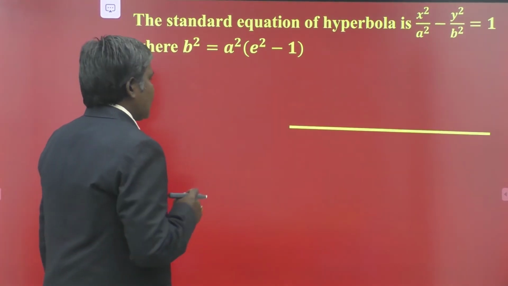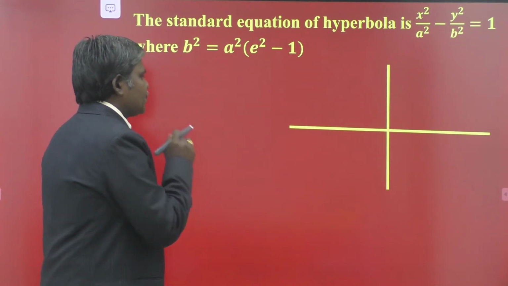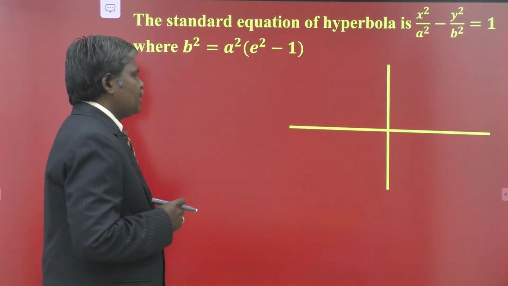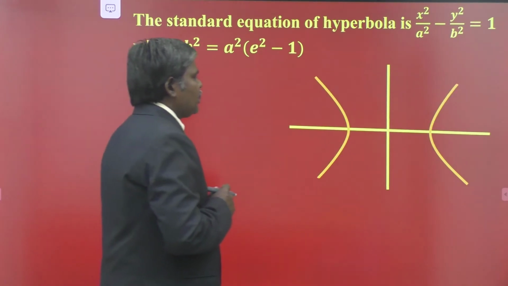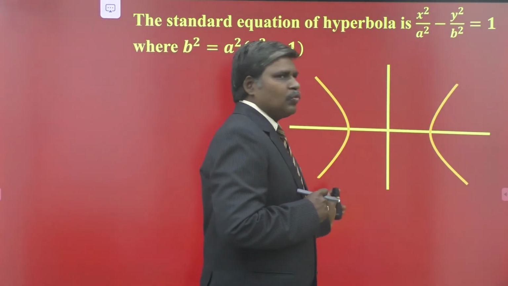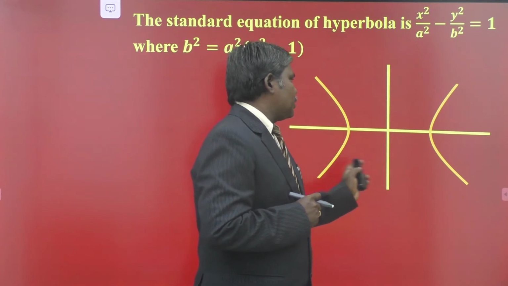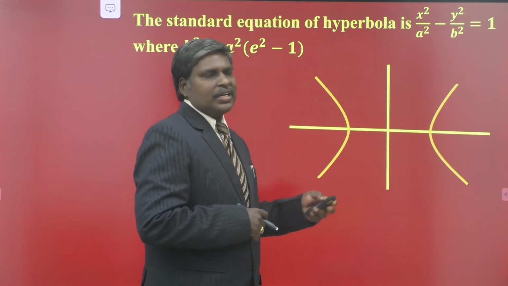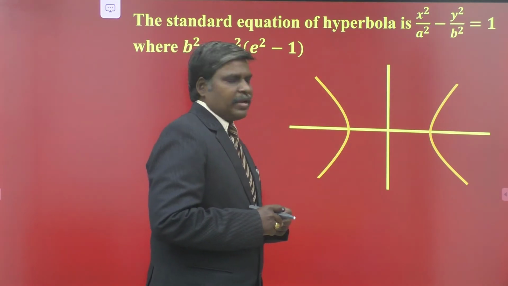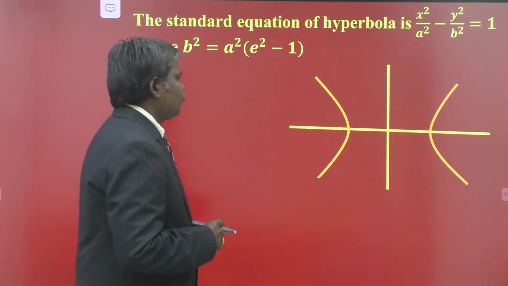This is the x-axis, this is your y-axis, and their point of intersection is the origin. The shape of the hyperbola is in this manner. It has two symmetrical branches and the curve is open. Why it has two symmetrical branches and why it is open, let us see in the properties of x square by a square minus y square by b square equal to 1.